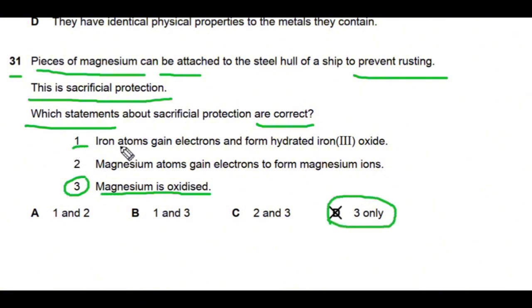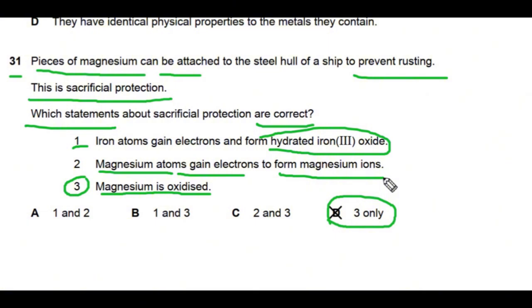Why is 1 wrong? Iron atoms gain electrons? No, and form hydrated iron(III) oxide. This is wrong. Magnesium atoms gain electrons? No, magnesium atoms lose electrons to form magnesium ions.